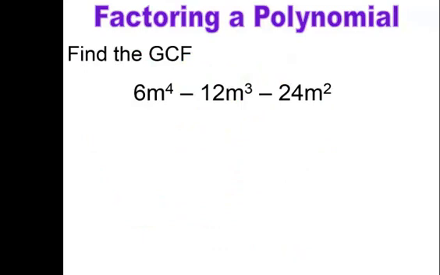Pause and try. Just looking for the greatest common factor here, and notice here that when I look at the numerical part, 6 divides into 12 and 24, therefore 6 will be the numerical part, and then the variable part will be the variable with the lowest exponent, so we have m squared. Greatest common factor here will be 6m squared.